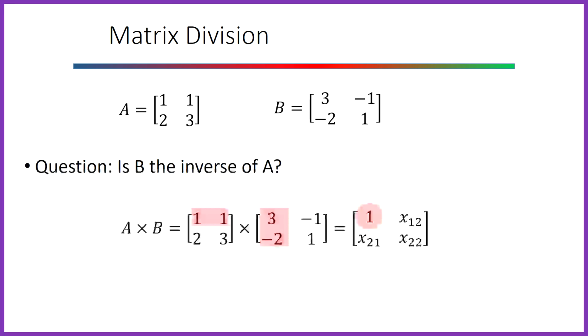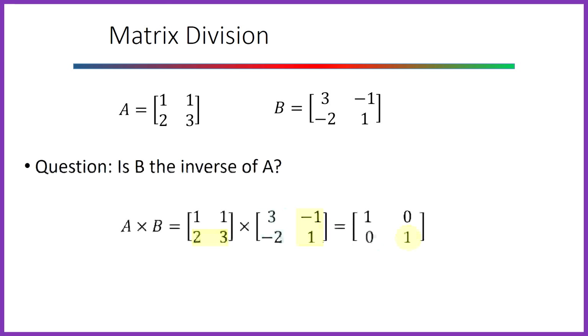Okay, the first element of X is equal to 1 times 3 plus 1 times -2. So that is equal to 1. The second element is equal to 1 times -1 plus 1 times 1, so that's equal to 0. We're good so far. The third element is 2 times 3 plus 3 times -2, so that gives us 0. And the fourth element is equal to 2 times -1 plus 3 times 1.